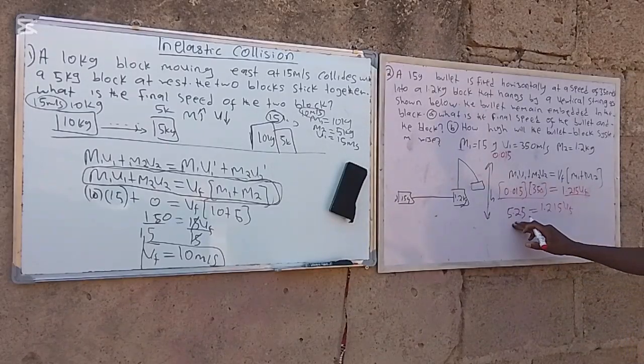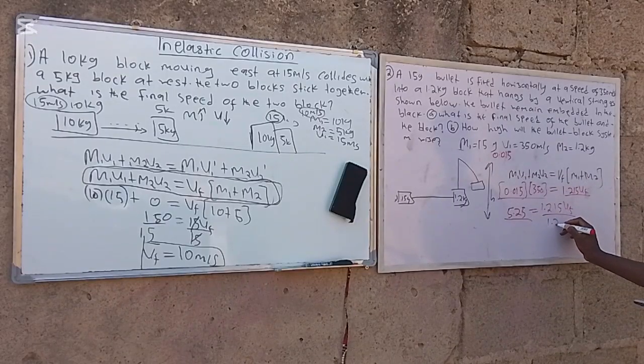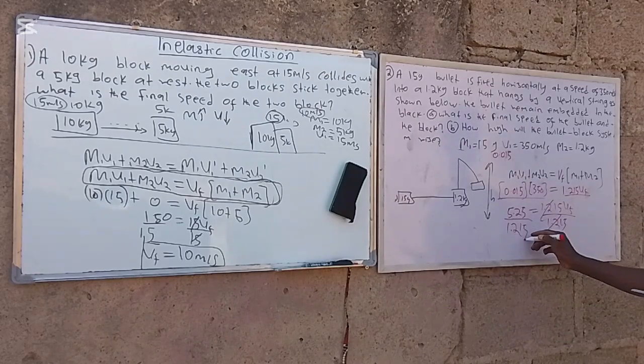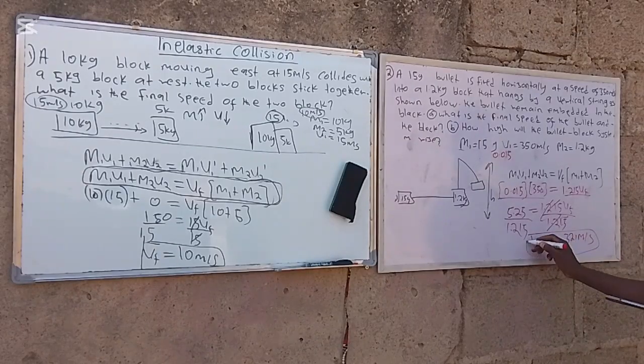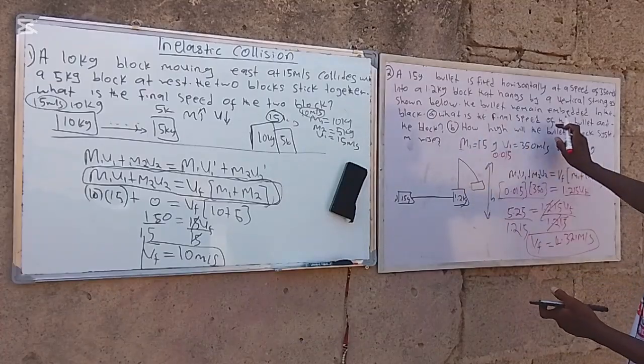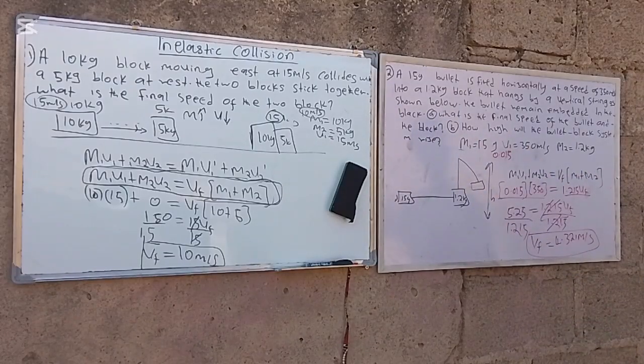I multiply this by this, I get this. I multiply this by this and I get this. I say divide both sides by 1.215. This will cancel this. At the end, the V final should now be equal to 5.25 divided by 1.215. So this should now be 4.321 meters per second. So this is the final speed of the bullet and the block.